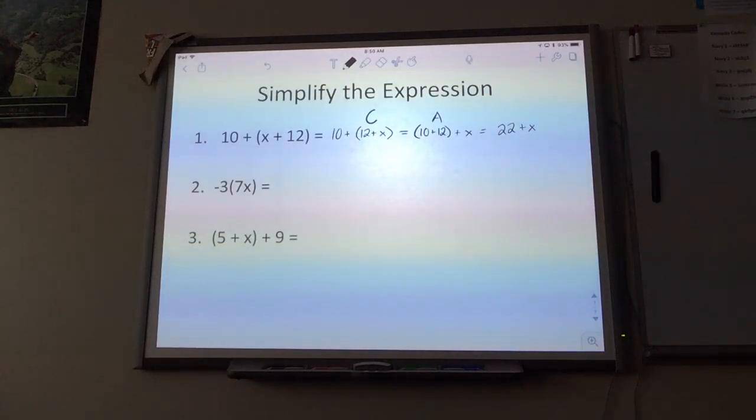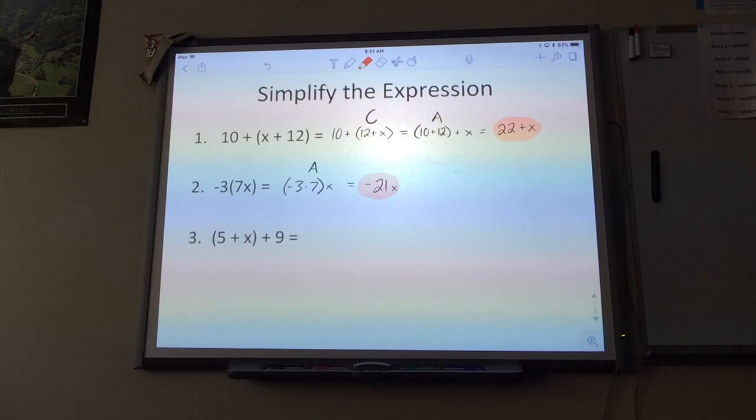So on the next one, are our numbers next to each other? Yes. The numbers are already next to each other, so we don't need to move anything. We just need to reassociate. We just need to group the friends together, the like terms together. So 3 times 7 in parentheses, and then the x outside. So that equals -21x. And all that was the associative property.